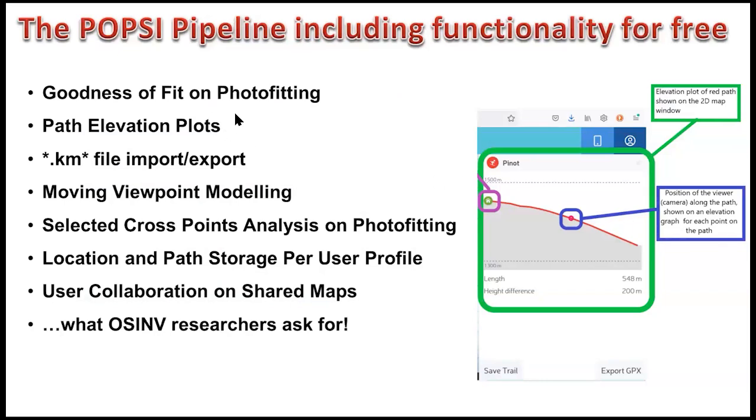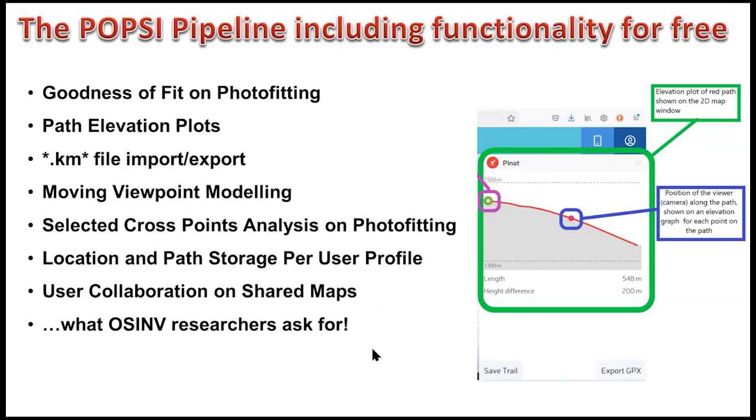So the things that are in the pipeline now are goodness of fit for the Photofit, some sort of measure that says how good a fit it is. The path elevation plots, which we were talking about, already exist in Google, where you can choose a line and look at the plot. Importing and exporting KMZ, KML files. The moving viewpoint modeling. Photo fitting by looking at the cross points where depth changes, and location and path storage, as we have, in my case, in a very big mess in Google Earth.